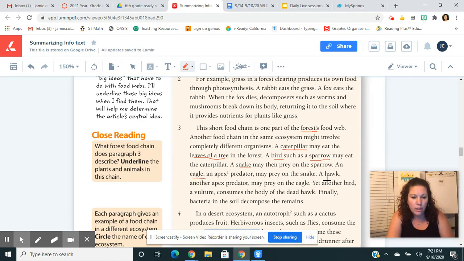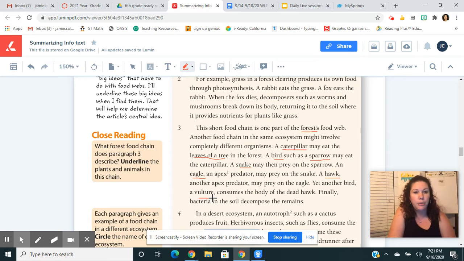Also, a hawk may prey on the eagle. Oh, that's interesting. And then it says, then the vulture will eat the dead hawk. So I'm going to underline vulture too. Because there's actually a lot of different parts to this chain.